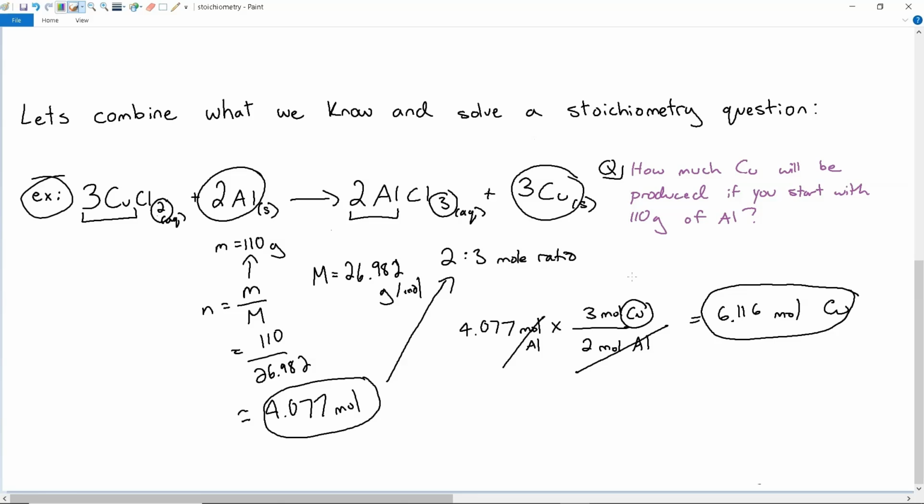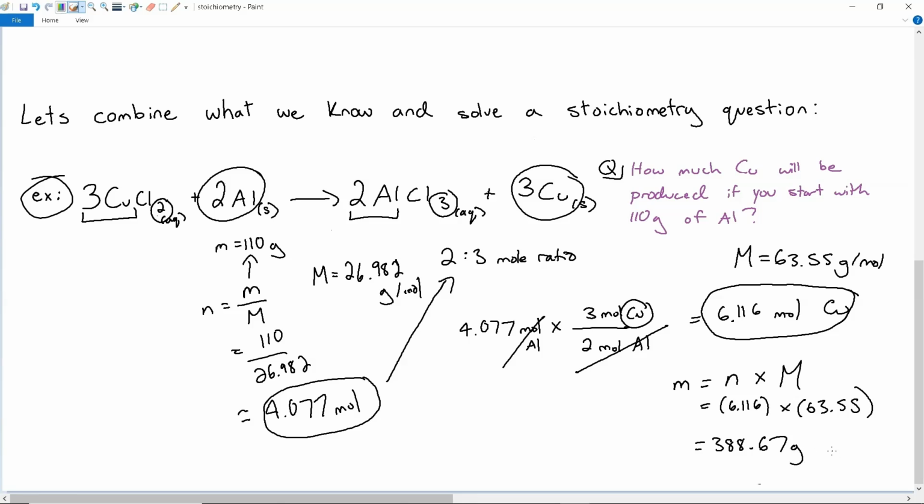However, most questions are actually going to ask you for this answer in mass or in grams. So we need to solve for little m. When we do that, we take the number of moles and we multiply it by our molar mass. So let's do that. 6.116 times the molar mass of copper, which is a bit higher than aluminum. I believe it is 63.55 grams per mole. And once again, if you're not given molar mass in a question, you are going to have to find it from the periodic table. So down here, we are solving for mass. We get about 388.67 grams of copper.